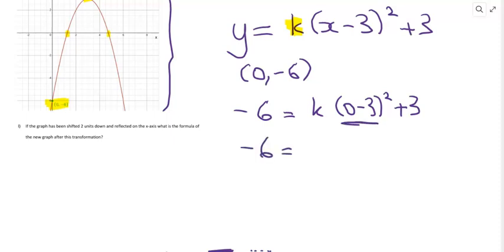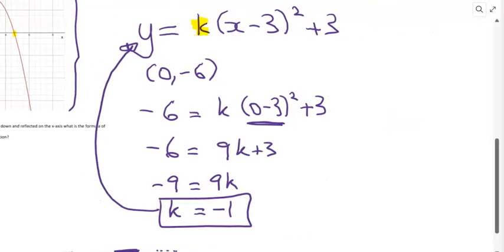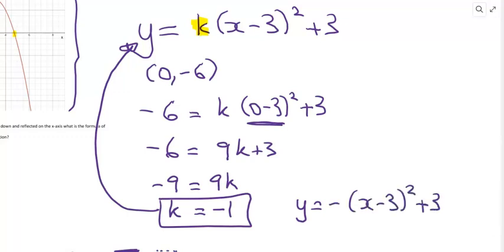-6 is equal to 9k plus 3. -9 is equal to 9k. So k is equal to -1. That means that my equation, so we need to put this back in here and finish it off, is y equals negative (x minus 3) squared plus 3.